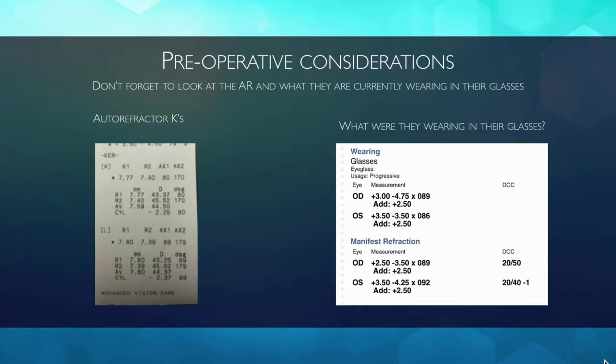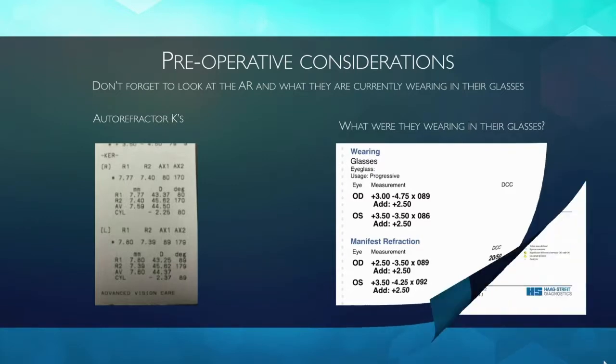Next, I don't want us to forget what is important about looking at the AR and what they're wearing in their glasses. And this is not in their glasses when they have the cataract. Hopefully it's previous glasses before they developed a visually significant cataract, because this can give us clues on how much astigmatism this patient will actually tolerate in their corrections.